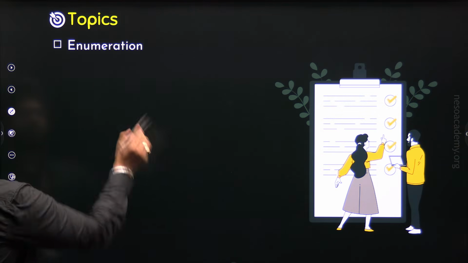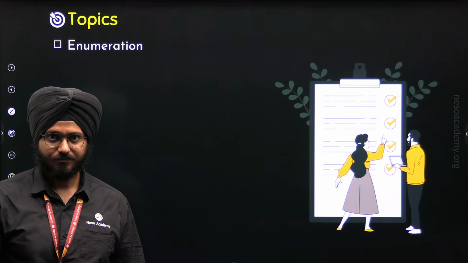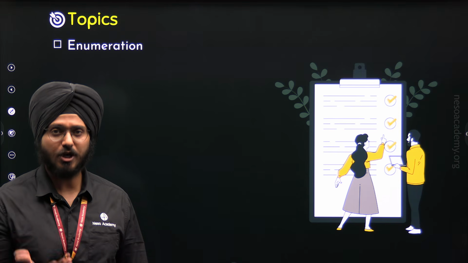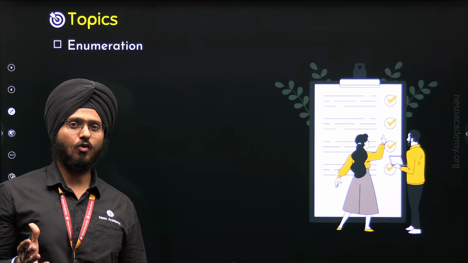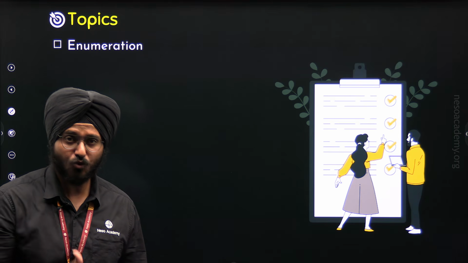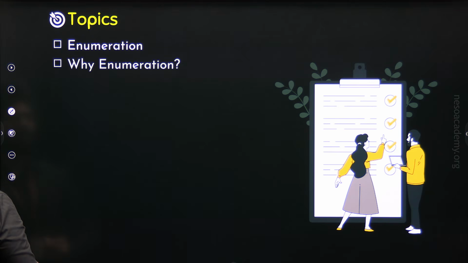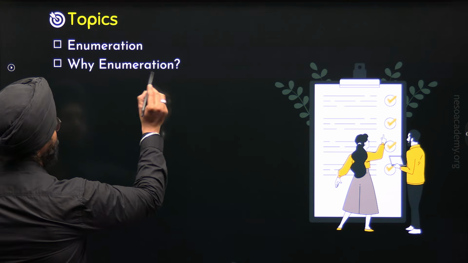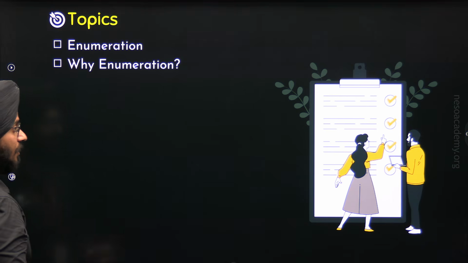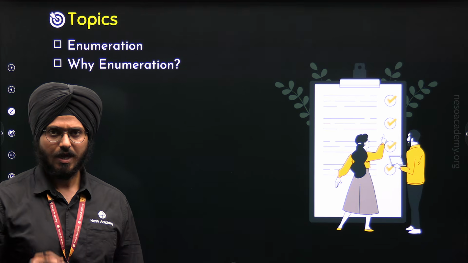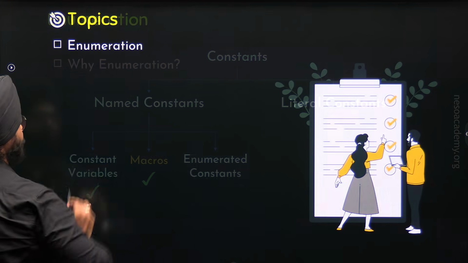The first topic is enumeration. First, we will understand the meaning of enumeration. We will also get to know about enumerated constants by discussing enumeration, and we will get to know the relationship between the two. Then we will move to the next topic where we will understand why we need enumeration. So these are the two topics which we will deal with in this lecture. Let's start with the first topic, that is enumeration.